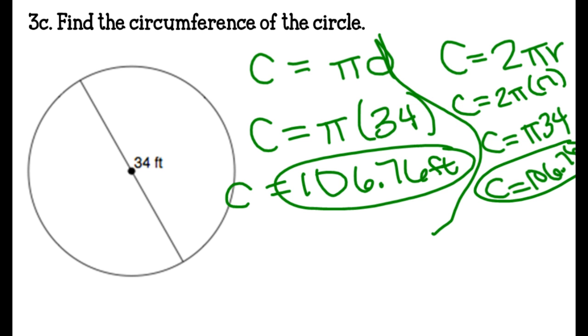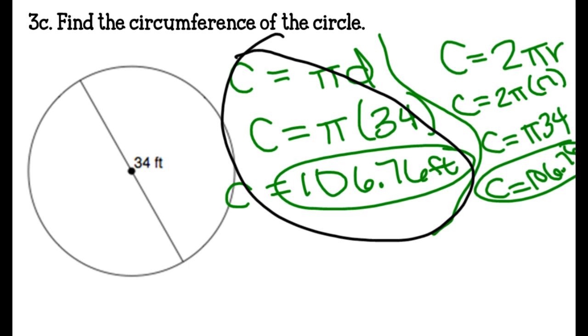So I kind of decide which equation I'm using just based off of what I'm given. So if I'm given the diameter, I'll use this formula, and if I'm given the radius, I will use the other one.